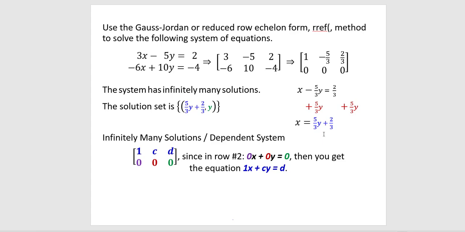So let's solve for x and not y. This gives the equation x equal to 5/3 y plus 2/3. We take this value for x and insert it into the ordered pair as x. And the y value is simply y. This is our ordered pair solution.